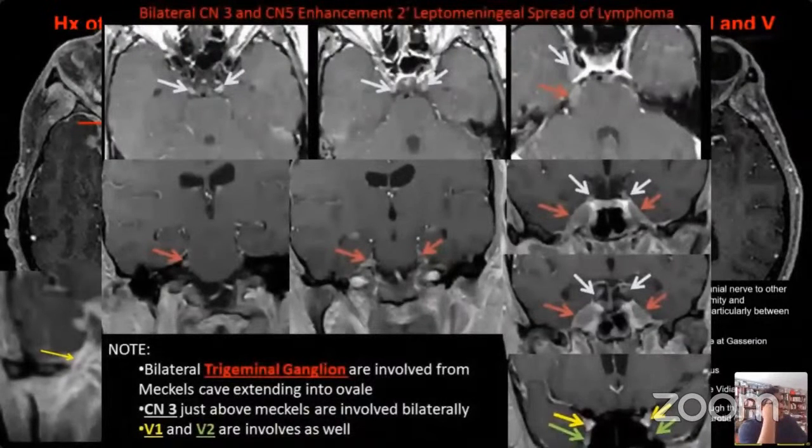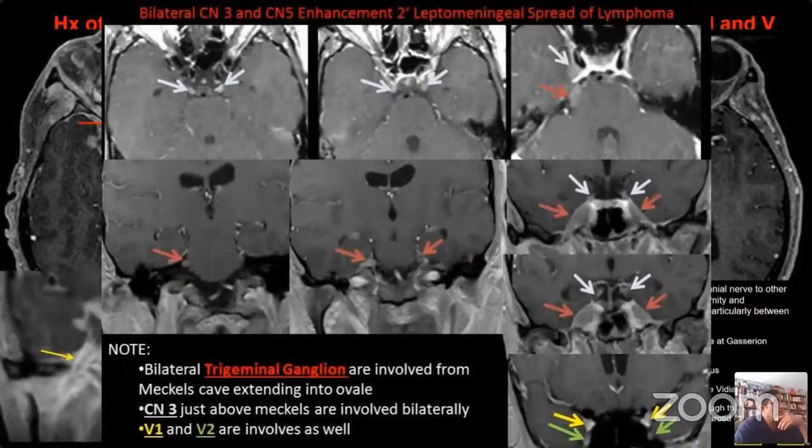I had a whole talk on perineural spread at the Chandigarh conference last year. And there you can see in detail how the perineural spread creeps along the different branches of the fifth and seventh cranial nerve and enters the cranial cavity in a retrograde fashion.